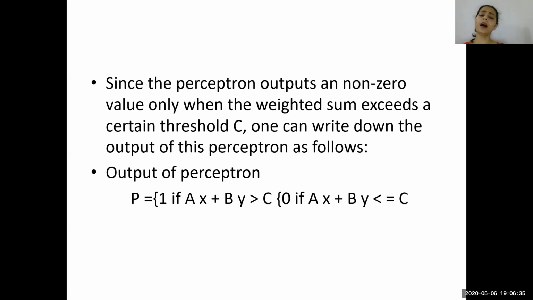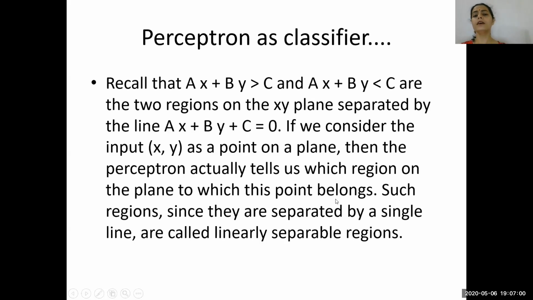Since the perceptron outputs a non-zero value only when this weighted sum exceeds a certain threshold C, one can write down the output of the perceptron P as equal to 1 if ax plus by is greater than C, and if ax plus by is less than or equal to C, then the output is going to be 0. This is what a perceptron model is.